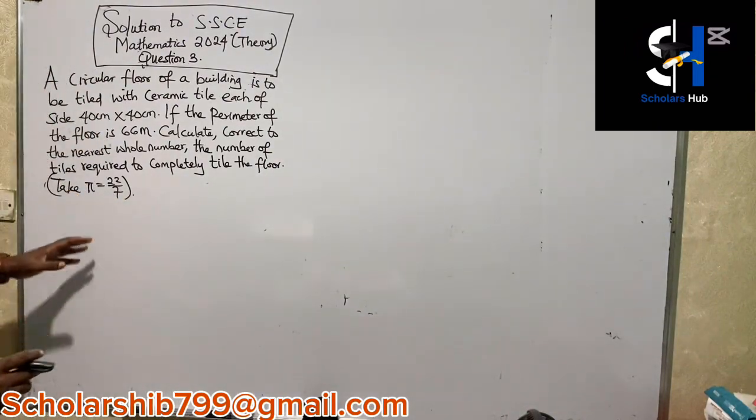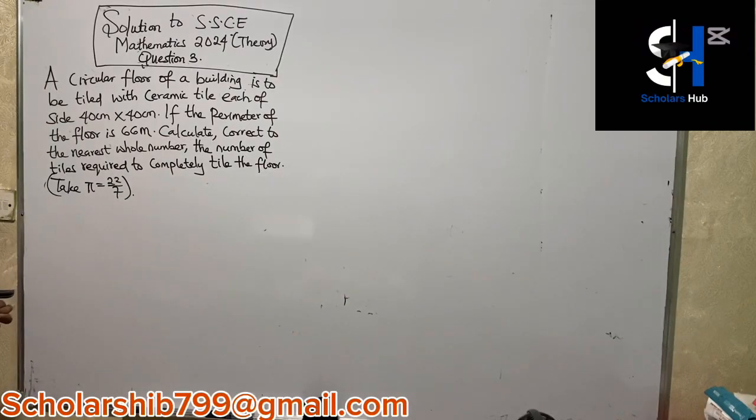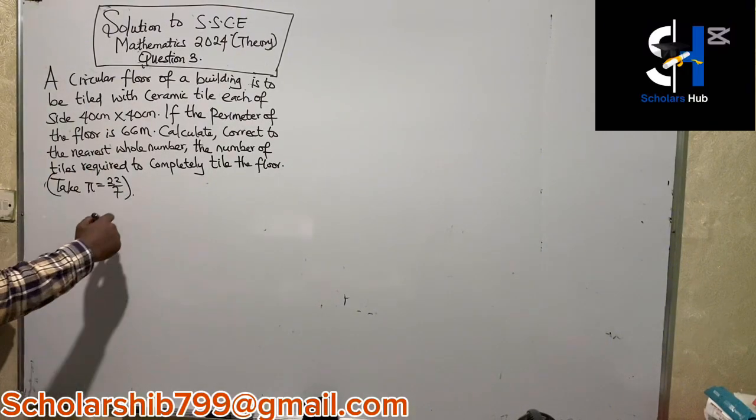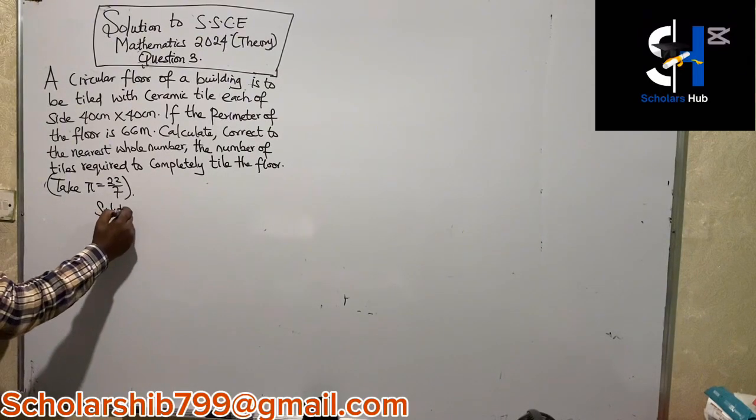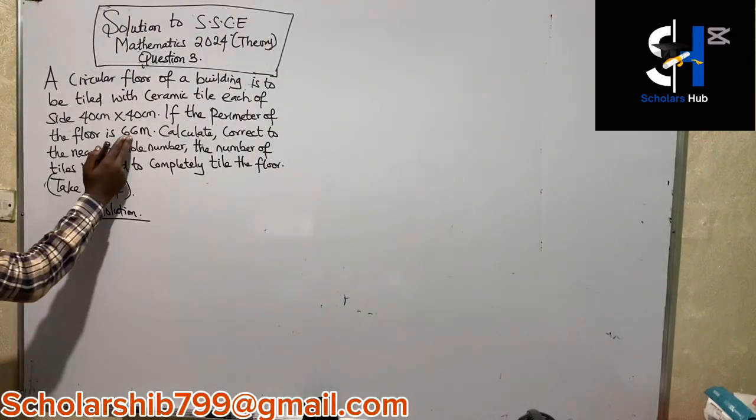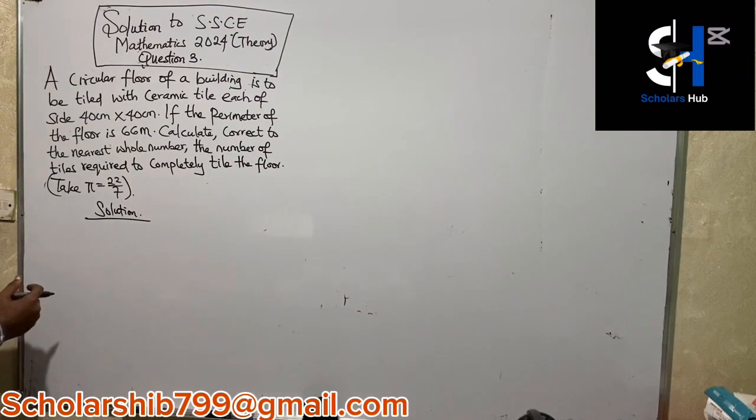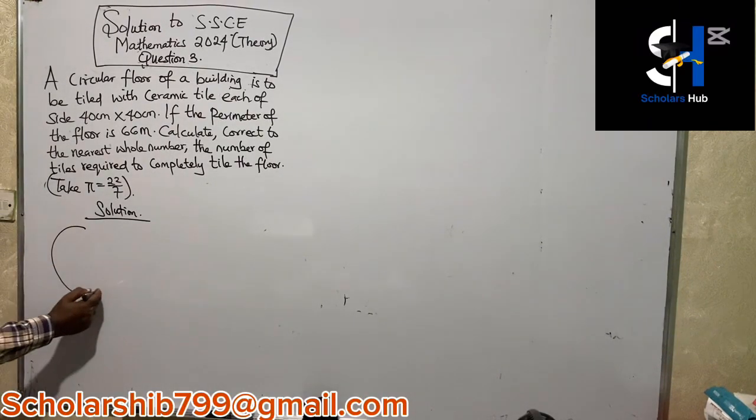So what we have today in this session is a circular floor of a building that is to be tiled with ceramic tile, each of side 40 centimeter multiplied by 40 centimeter. Which means we are given the perimeter of the floor to be 66 meters. Then we want to calculate, correct to the nearest whole number, the number of tiles required to completely tile the floor.